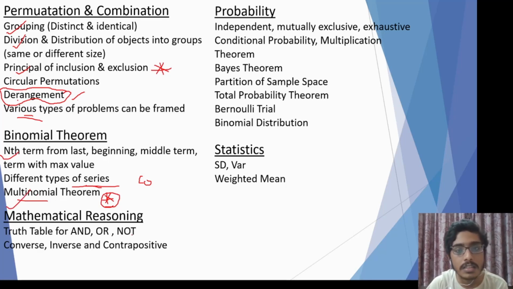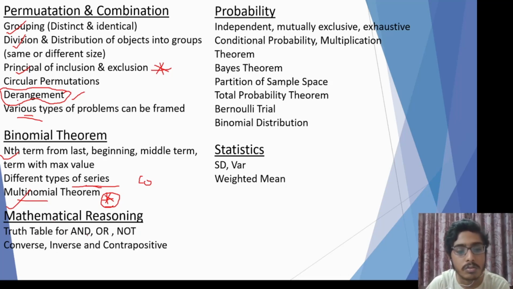Now for mathematical reasoning, this is a very easy chapter, and you must not miss it at any cost. You will find one or two questions, definitely one question, in some cases two questions also, and you cannot afford to miss them, right? This is an easy gainer.